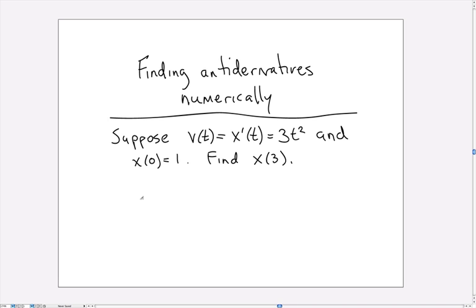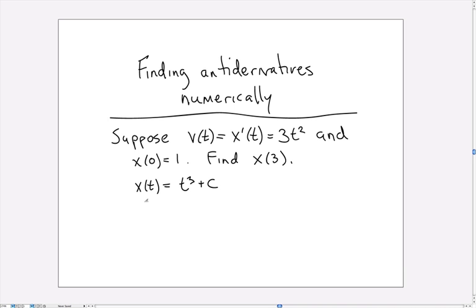Okay, so the first thing we can do is write down x of t in general, and we know that this has to be of the form t cubed. And now, because derivatives kill off constants, we must allow for a general constant to be added to this.